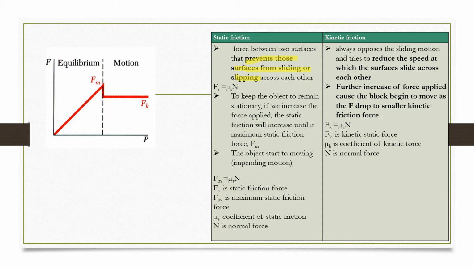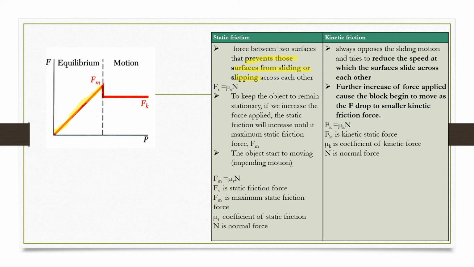According to this graph, when we increase the force, the static friction force will increase. Then the object will start to move, and this motion we call impending motion. Then the friction force will turn into kinetic friction force, which will always oppose the sliding motion and tries to reduce the speed at which the surfaces slide across each other.